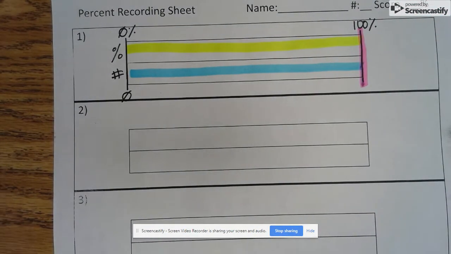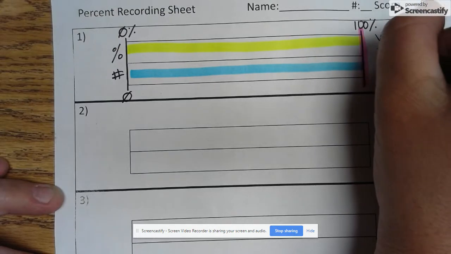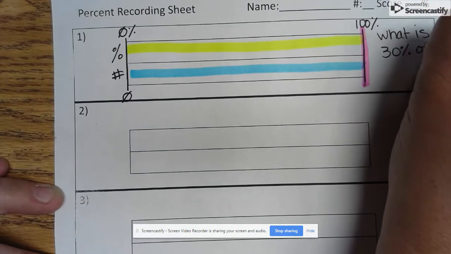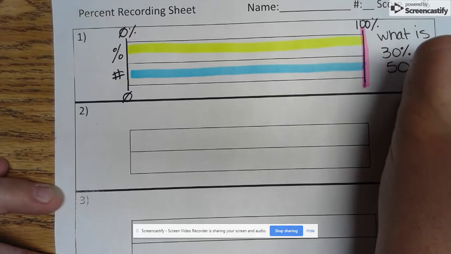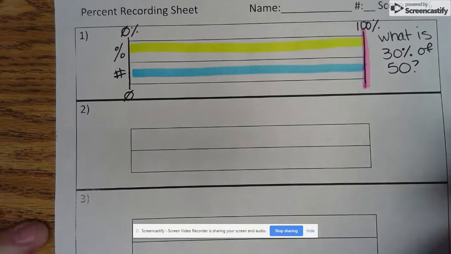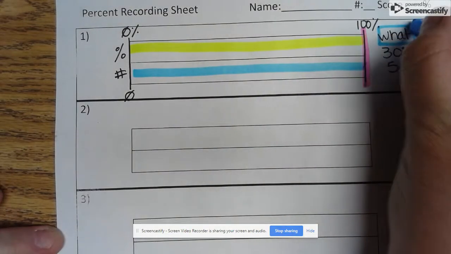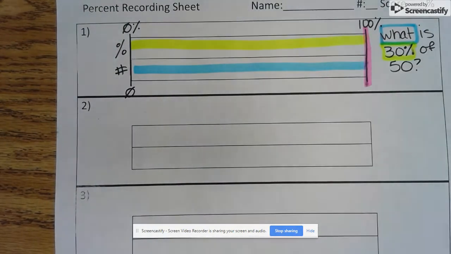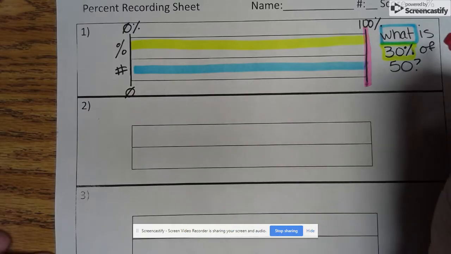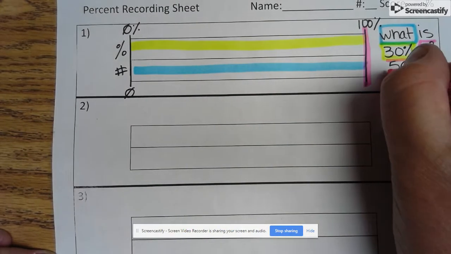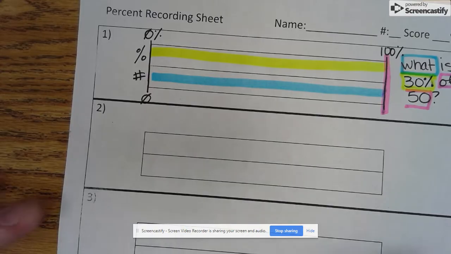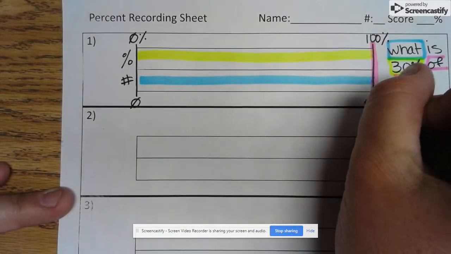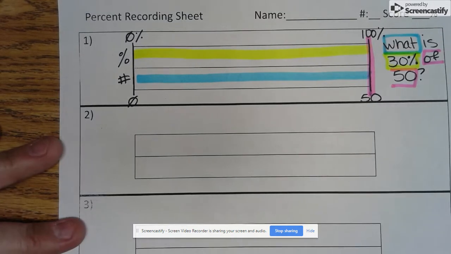So our first problem is, what is 30% of 50? So we have to figure out what we're trying to find. It says what is, that's the part, and I know that because we have 30% identified here. So there's our percent, and our of number is 50. So when we have of a number, that means the whole amount. So when I look at this, my 100% amount is 50, and I'm trying to find 30% of it.